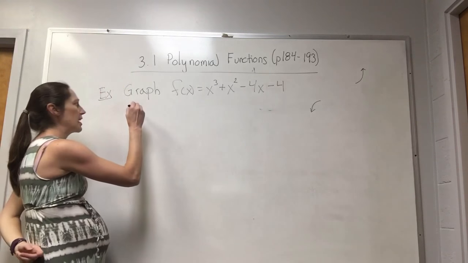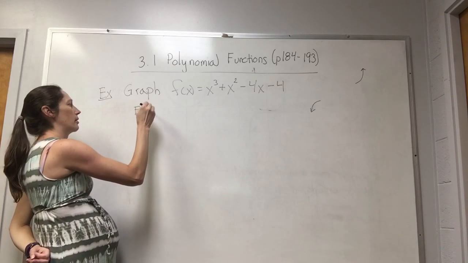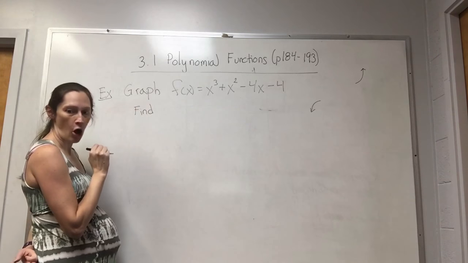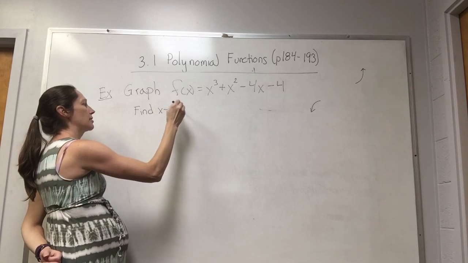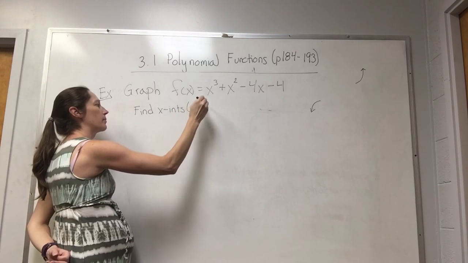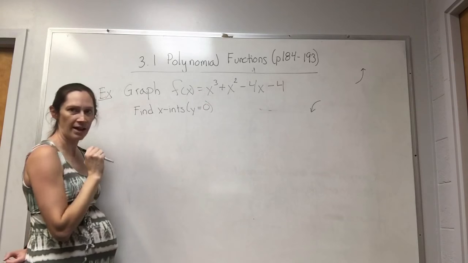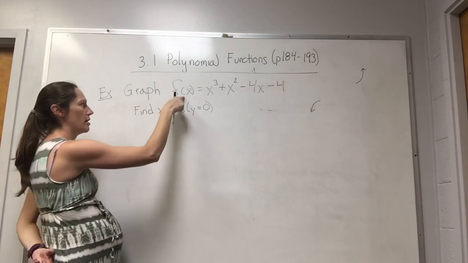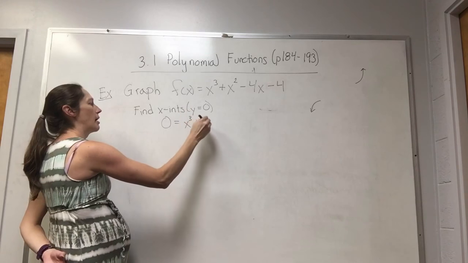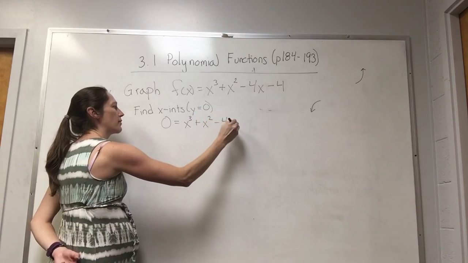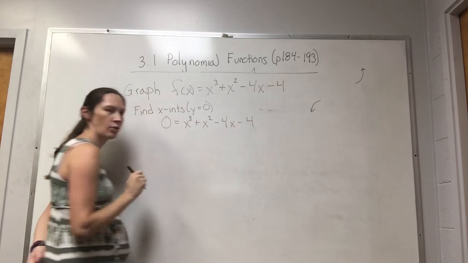So I'm going to start by finding the zeros, or we've been calling them x-intercepts. X-intercepts occur when y is 0. We've had that as a fact, and we're going to continue using that. So if I set this whole equation equal to 0, and then I have to make an attempt to solve this equation.